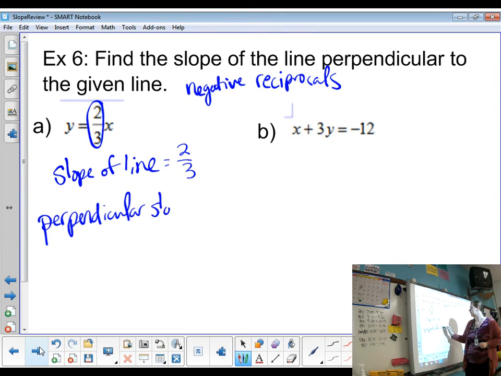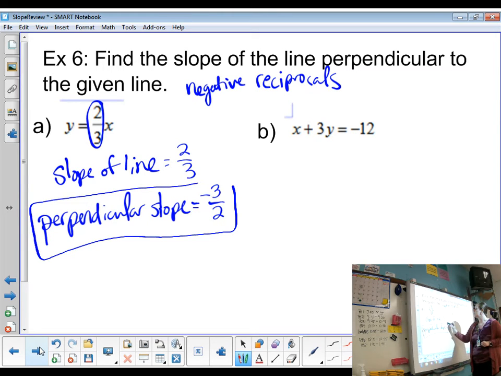The perpendicular slope, again, this one does change. Parallel slopes did not change. They are the same, but perpendicular slopes will change. So for perpendicular, I'm going to take my fraction that I have here. I'm going to flip it and change the sign. This was currently positive, so my solution for my perpendicular slope will be negative. So the line that is perpendicular to y equals 2/3 x would have a slope of negative 3 halves.